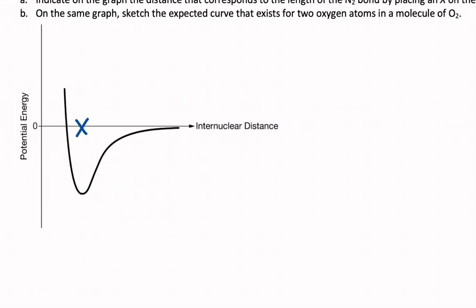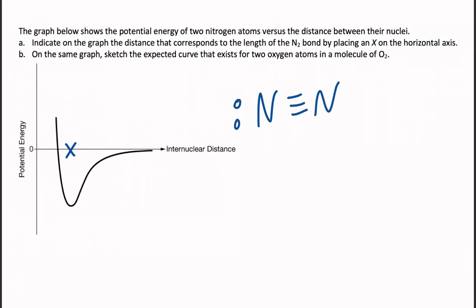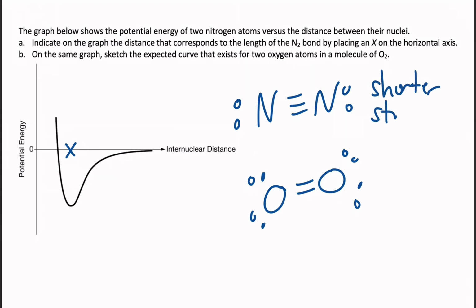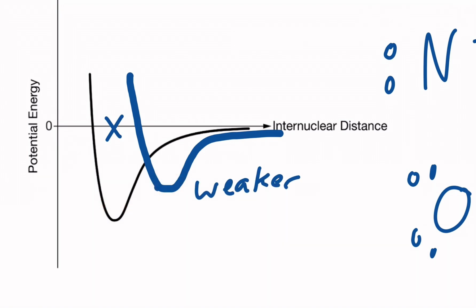B, on the same graph, sketch the curve that would be expected for 2 oxygens. So if I consider a nitrogen molecule, that's a triple bond. But an oxygen molecule is only a double bond. And nitrogen should be shorter and stronger. Those go hand in hand. So compared to nitrogen, an oxygen would be longer, so it would be farther along the x-axis, and weaker, so not as deep. So I'll just sketch maybe where its trough should be, and maybe it's right there. So relative to that, it would go not as deep and not as far out. That's what they're going to look for. Relative to that dip, it should be weaker and longer.